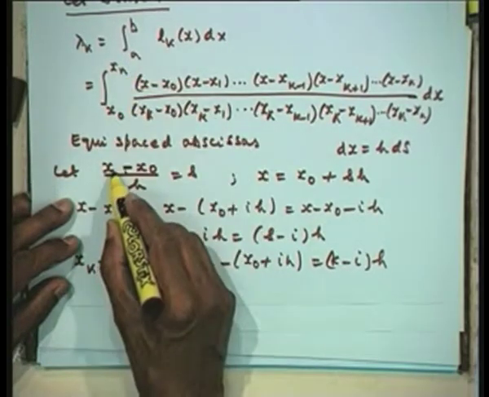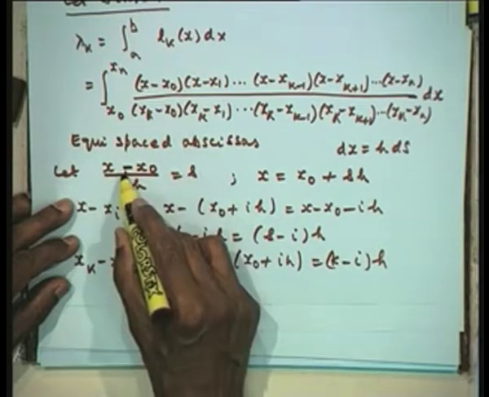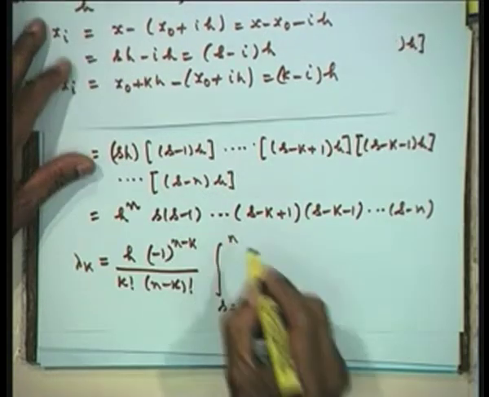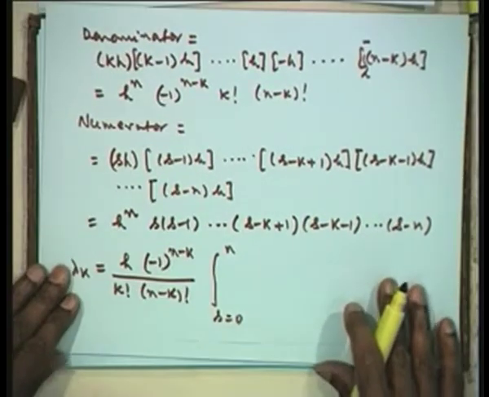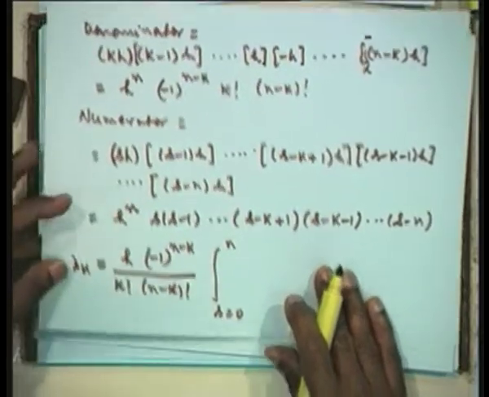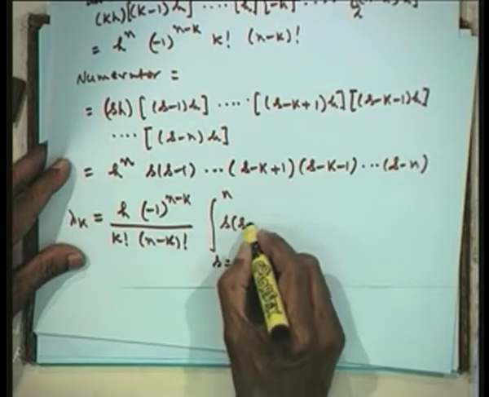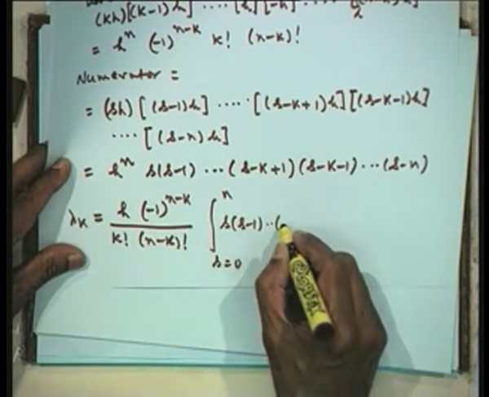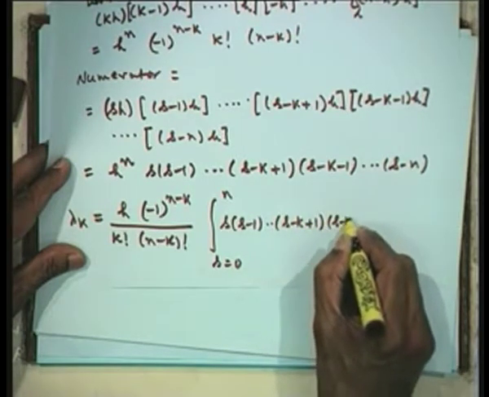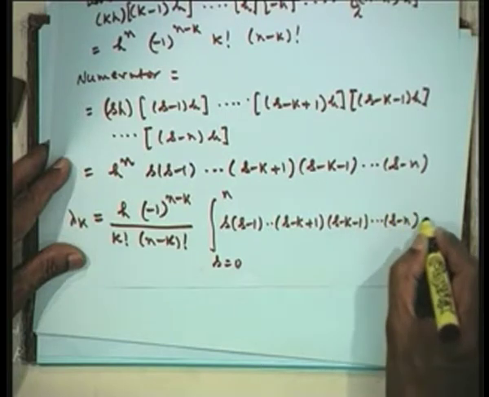When I put x is equal to x_n, this is nh by h, that is n, therefore s will be n. Therefore, the limits of integration for s are 0 to n, and the integrand is given by simply this quantity, that is s into s minus 1, and so on, s minus k plus 1, s minus k minus 1, and so on, s minus 1 ds.